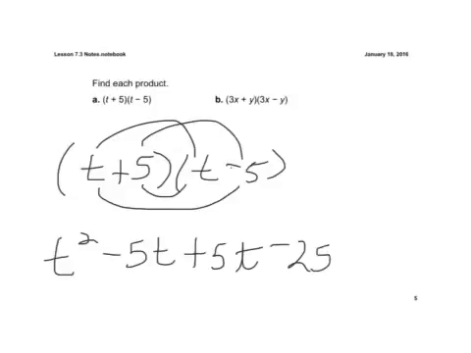Now, when we go to write our final answer, notice that these two middle terms cancel each other out. So it's t squared minus 25 is your final answer. All right? So again, there is a pattern to this, and this one might be a little easier to recognize. But if you don't recognize that pattern, you can always just multiply it out. So we'll go ahead and multiply out letter B using the box method.